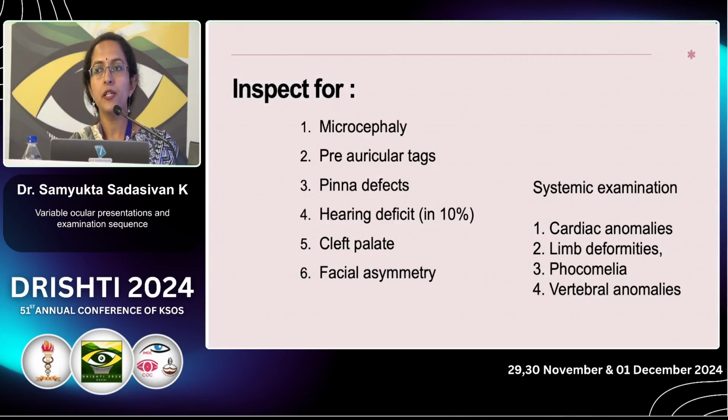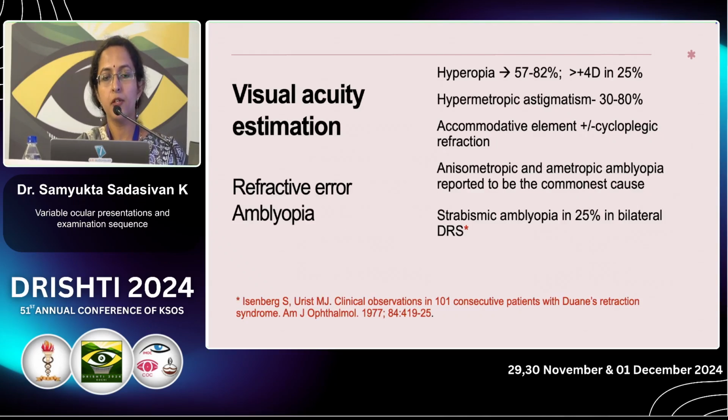As you proceed with your clinical examination, inspect for these different things. Divya has already mentioned the coexisting anomalies, and give due importance to multidisciplinary referrals whenever you suspect a systemic association. You proceed with your visual acuity estimation with age-appropriate methods of vision assessment. Hypermetropia, hypermetropic astigmatism constitutes the most common refractive anomaly. Accommodative element has to be ruled out by a cycloplegic refraction. You can reserve it to the end of your examination. Amblyopia, the major causes are anisometropic amblyopia and ametropic amblyopia. Strabismic amblyopia is seen in 25% of bilateral DRS.